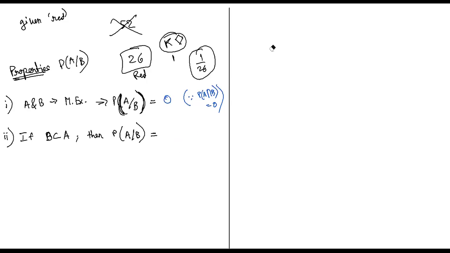See, if B is a subset of A. For example, B is the event where it is raining in Kharagpur, and A is the event where it is raining in West Bengal. So if I tell that it is raining in Kharagpur, then definitely it is raining in West Bengal. Now I am asking what is the probability that it is raining in West Bengal, provided it is raining in Kharagpur. A simple example. One होगा ना? Kharagpur is part of West Bengal. You guys understood the example?